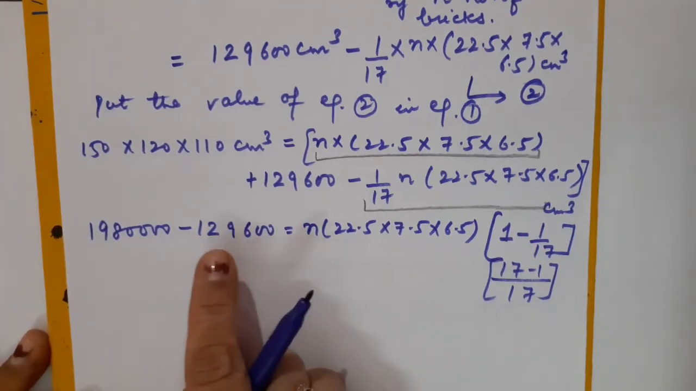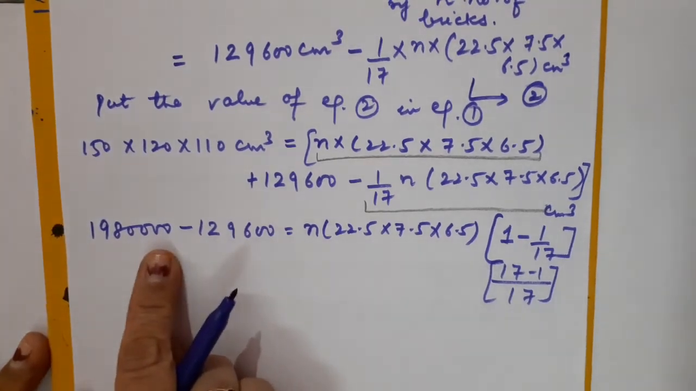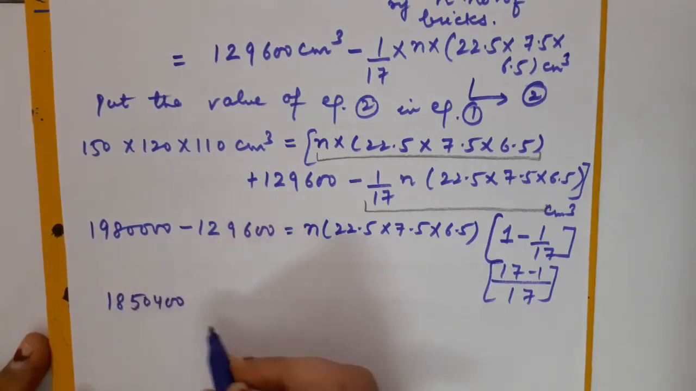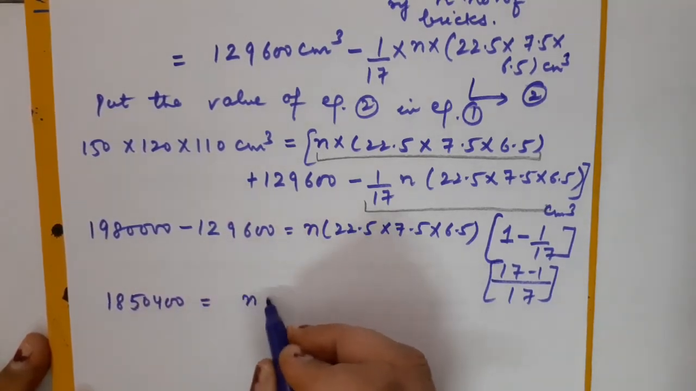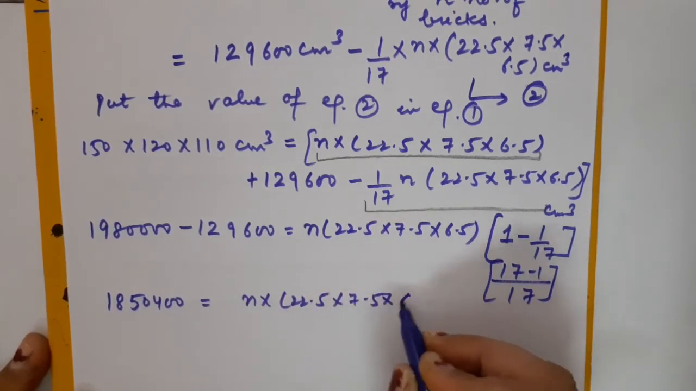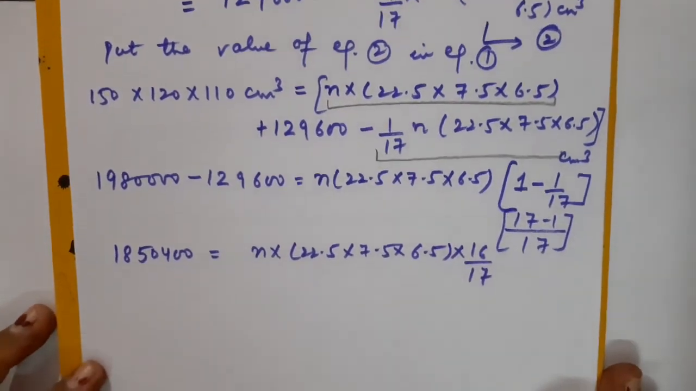Here when I subtracted 1,29,600 from 19,80,000, I have got 18,50,400 is equal to n into 22.5 into 7.5 into 6.5 into 16 by 17. Correct?